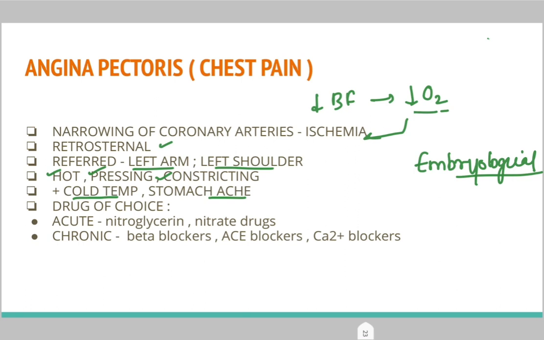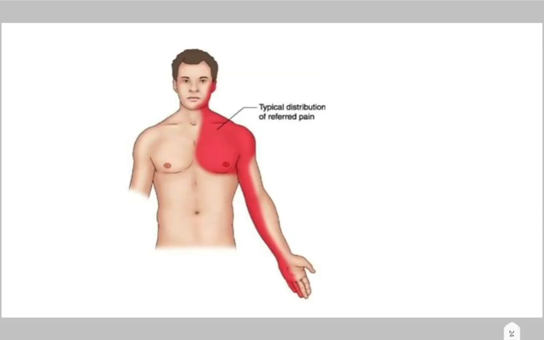Any amount of increase in cold temperature or stomach ache will increase the intensity of the pain. And the drug of choice in this condition, in the acute one, will be the nitroglycerin and the nitrate drugs. In the chronic condition, we might use beta blockers, ACE blockers and the calcium blockers. So if you can see here, the pain is usually radiated to left arm, left shoulder, left side of the neck and the left jaw. This is the referred pain of the angina pectoris.